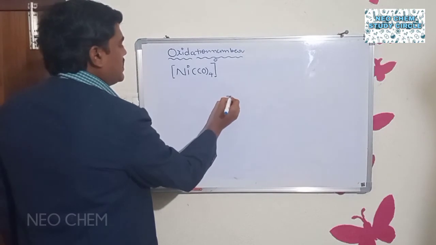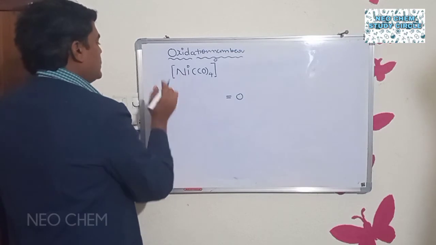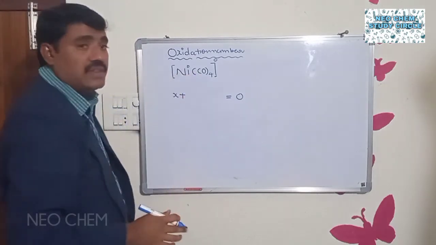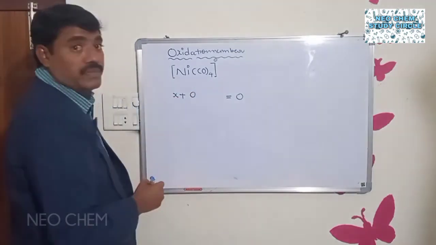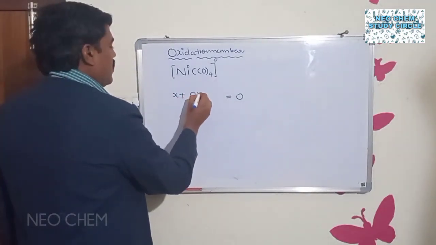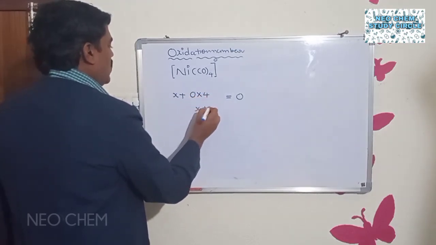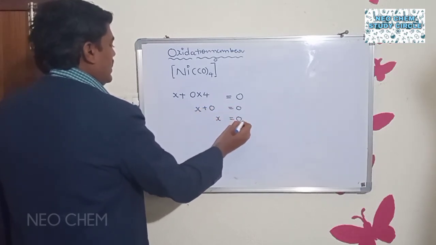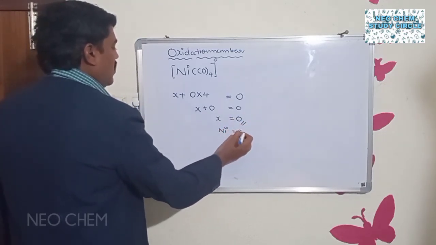Okay. Next, this is the charge of the complex sphere. Now the oxidation number of nickel is X. Next, the ligands are carbonyls. Carbonyls are neutral ligands, so the charge of the ligands is 0, and the number of carbonyl ligands is 4. So X plus 0 into 4, that is 0, is equal to 0. So X is equal to 0. That is, in the given complex compound, the oxidation number of nickel is 0.